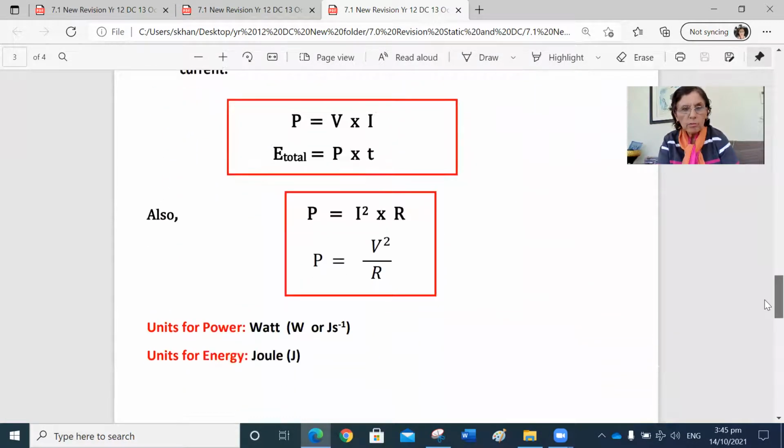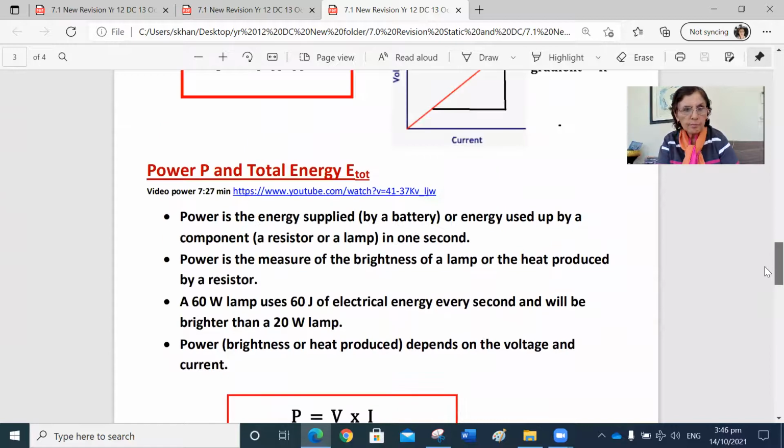So what is power? Power is the amount of energy supplied by the battery in 1 second. And power measures the brightness of a lamp or the heat produced by a resistor. So a 60-watt lamp will use up 60 joules of energy every second, whereas a 20-watt lamp will be dimmer than a 60-watt lamp because it uses only 20 joules of energy.